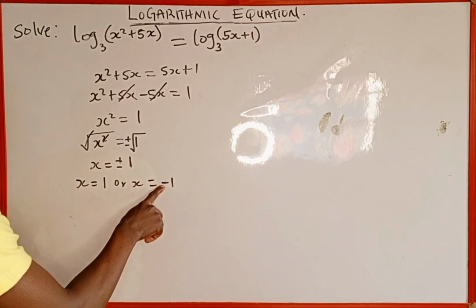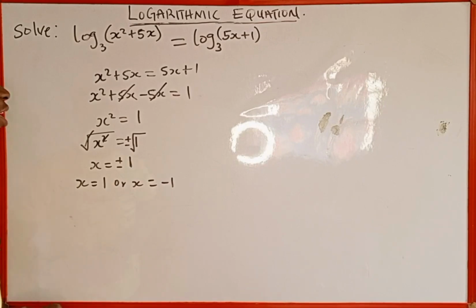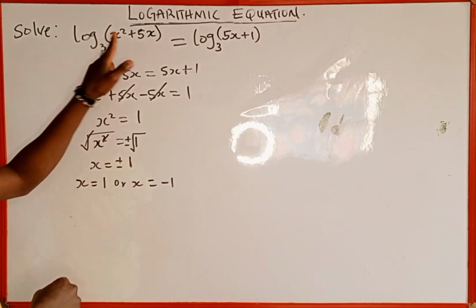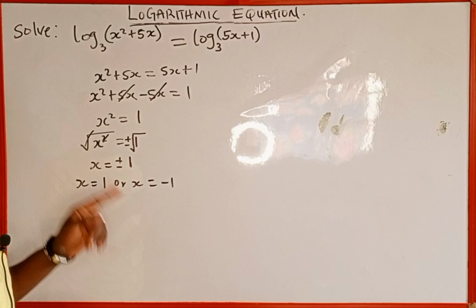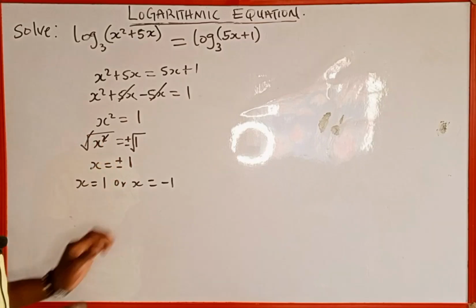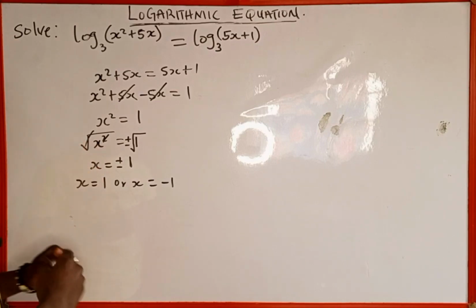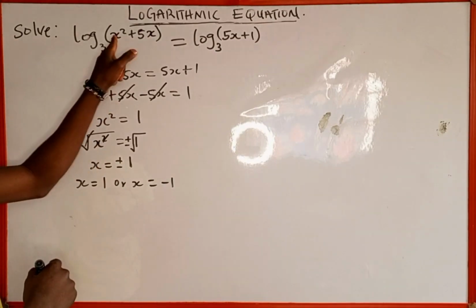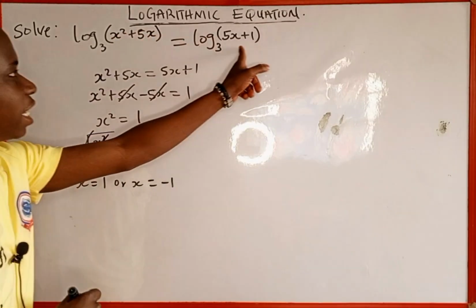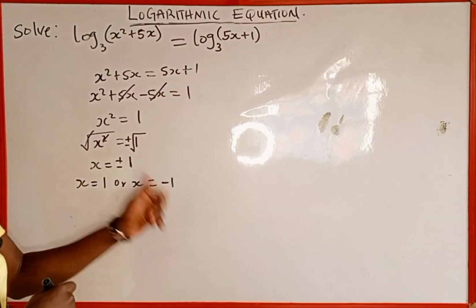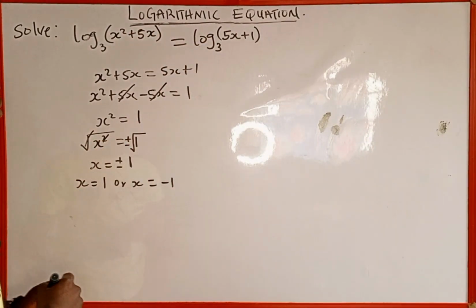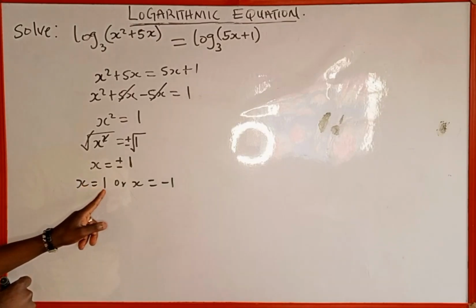But since we have negative 1 as the value of x here, we're going to plug it back into this logarithmic equation, because we cannot take the logarithm of a negative number. When we do that, it's going to give us an undefined math error. So when we plug it in and we notice that any of these brackets is negative, that means that negative 1 will not satisfy the equation. So let's try, starting from the positive 1.